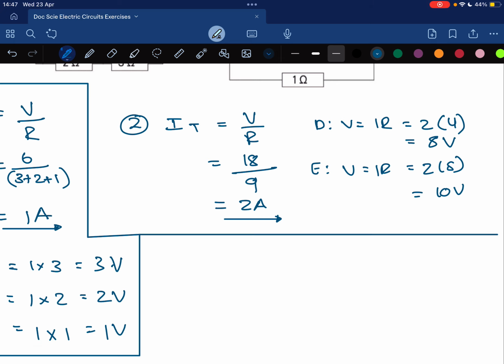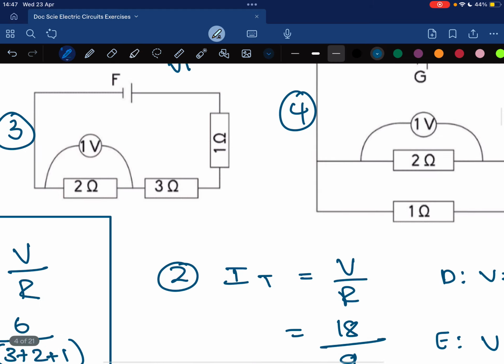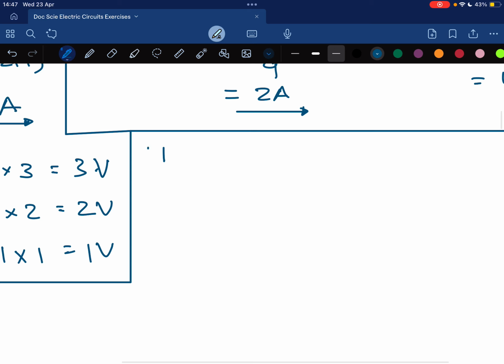Now for the next one, the third circuit, they want to know F, which is the cell's voltage. So essentially they want me to find V total. Notice that I know that there's 1 volt that goes through here. So I can calculate the current because I have 1 voltmeter reading and 1 resistor reading. The current through the 2 ohm resistor is going to be V over R, which is 1 over 2, which is 0.5 amps.